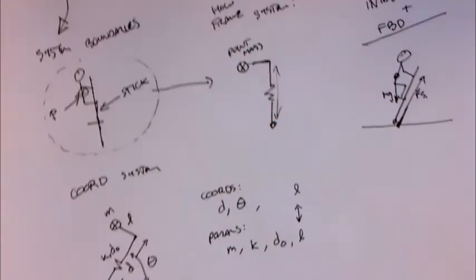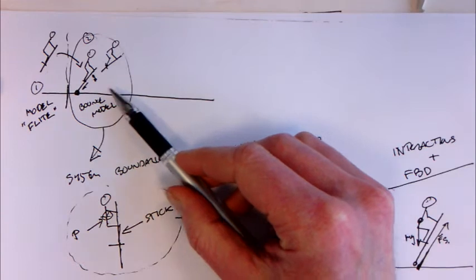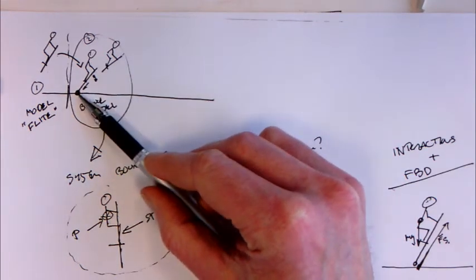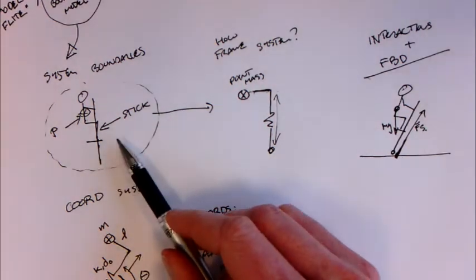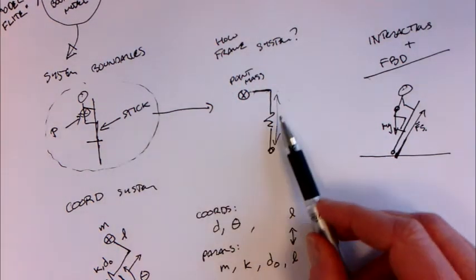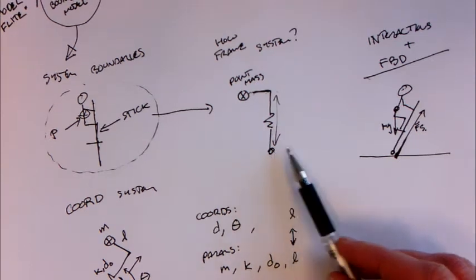In the last video, we were thinking about this pogo stick example, and we were interested in modeling the phase of motion during which the pogo stick is in contact with the ground. We decided that our system boundary included the person and the stick, and we chose to model the system as simply a point mass attached to the ground via this funny spring.